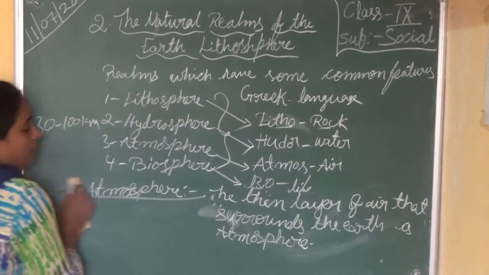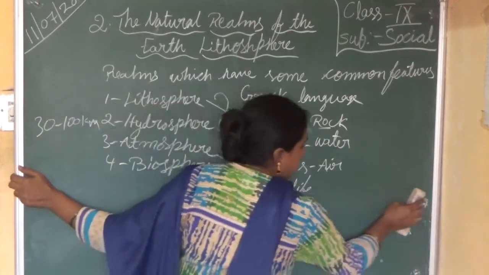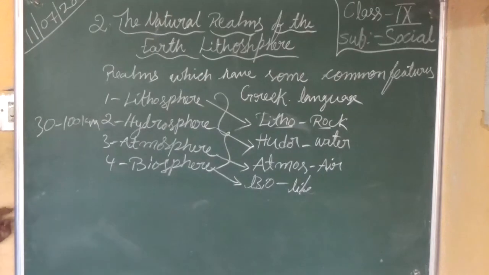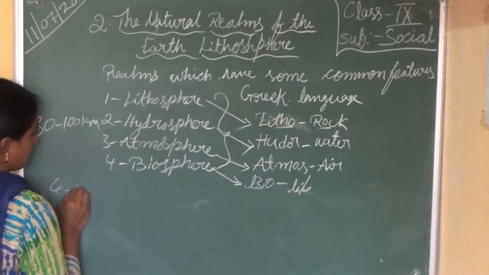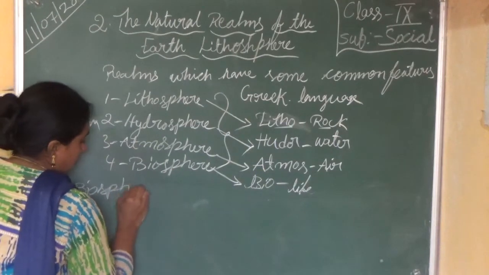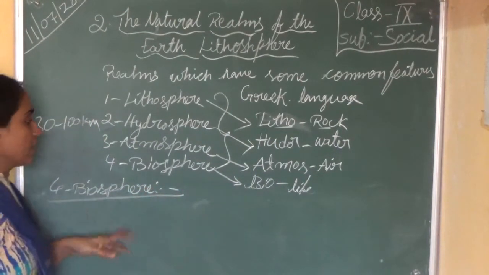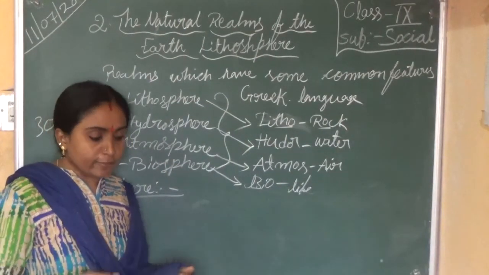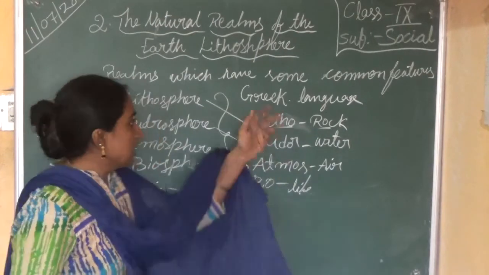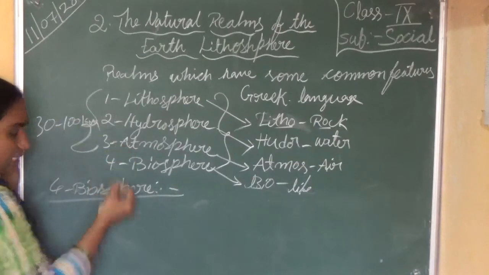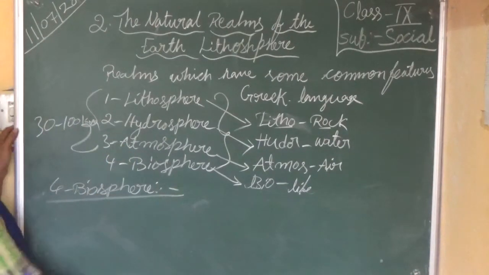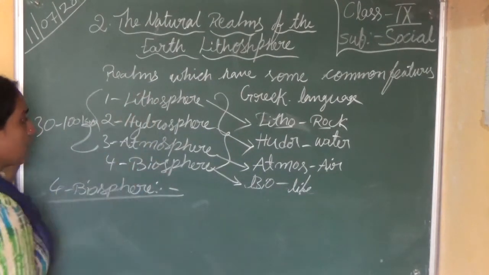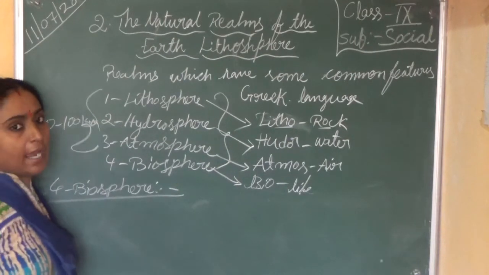And the last one, biosphere. Bios means what? Bios means life. If we are living on the earth, these three are the main important ones. If we are to live, we must depend on these three. What are they? Lithosphere, hydrosphere and atmosphere.